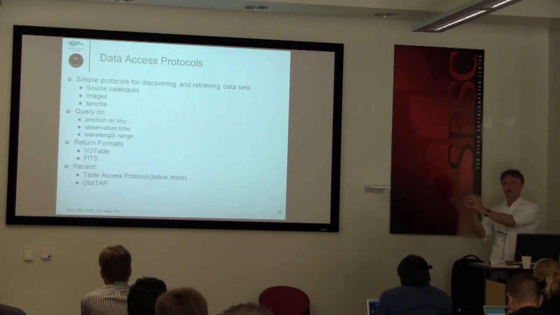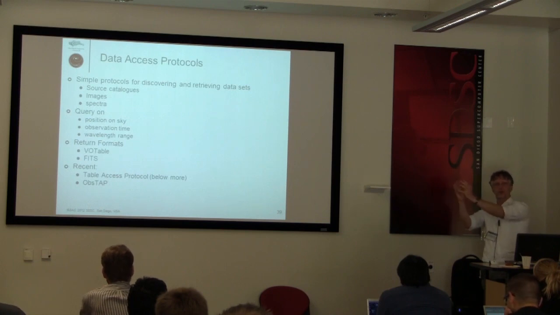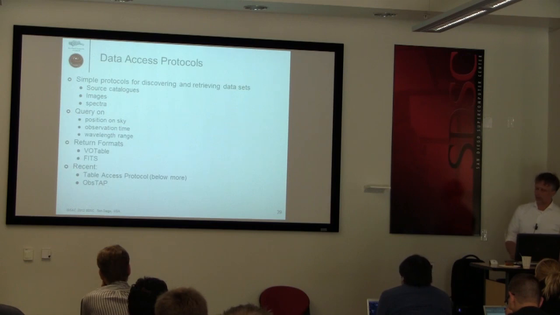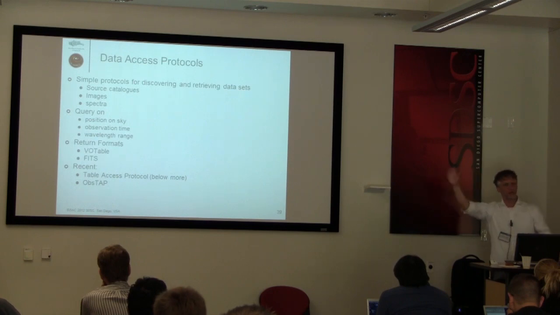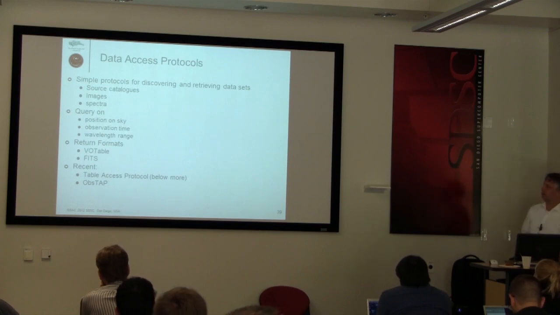Now, I know about this source. Please give me all information about that source nearby. So the main question that you want to ask there is, there's a position and a radius, for example. Give me all the images overlapping that. Give me all the spectra in there. Give me all the sources in there. So that is very simple to ask. Conceptually, it's very simple.